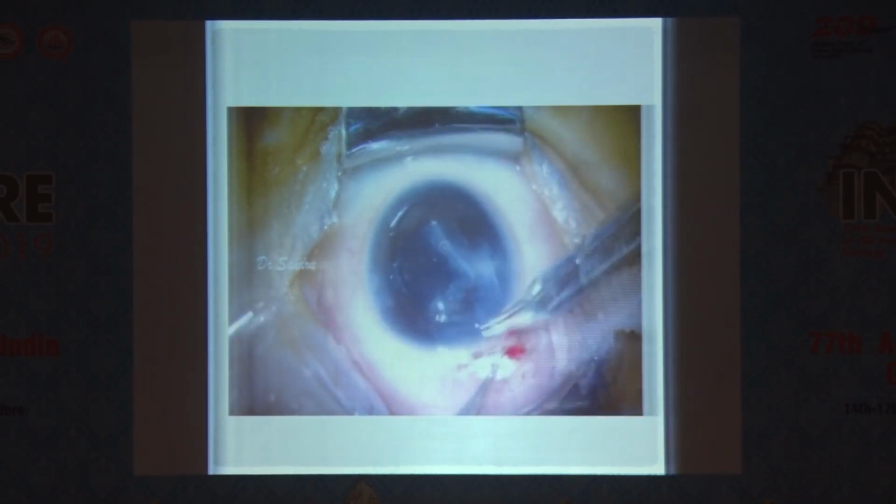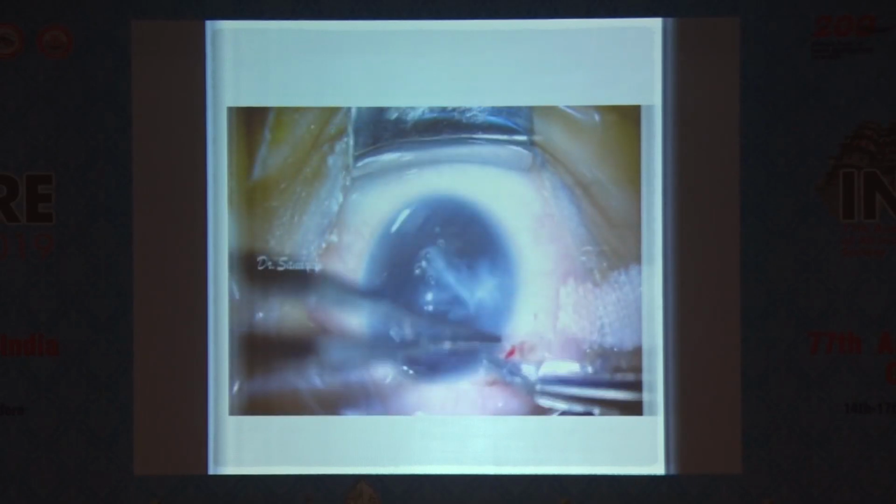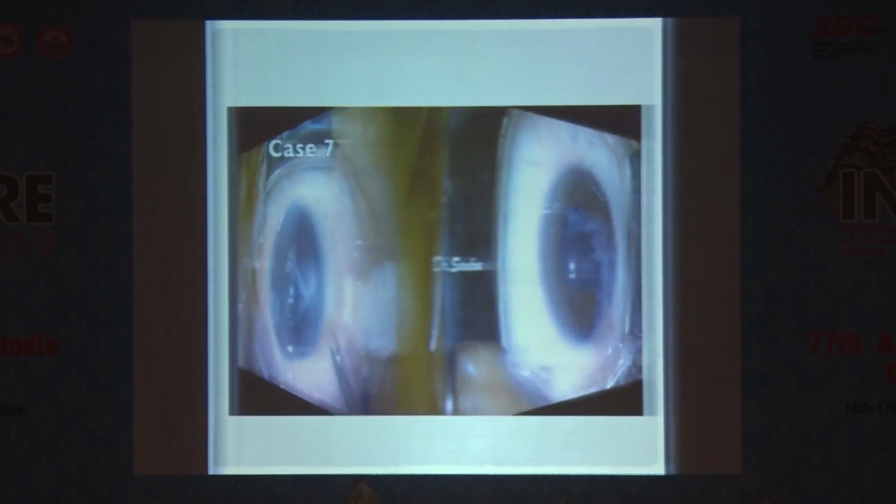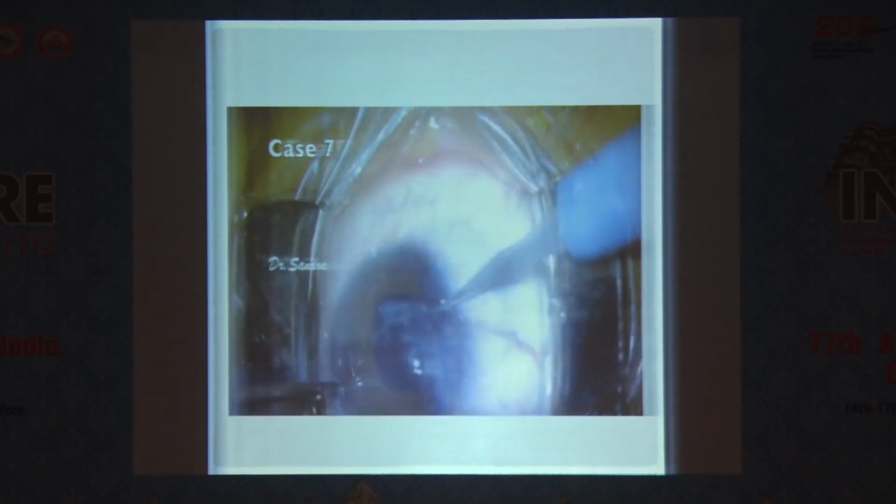And then in some cases, the visual axis can be opaque.